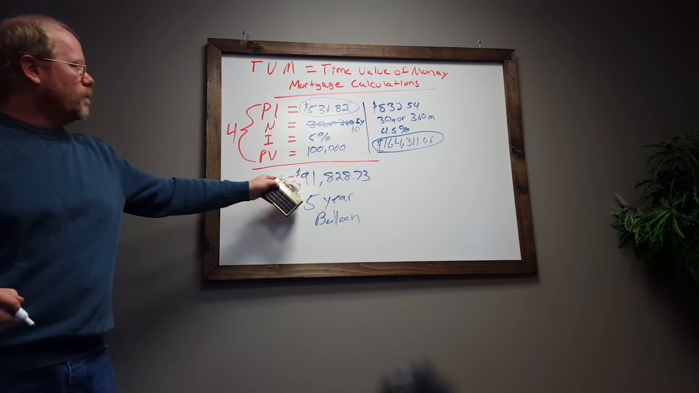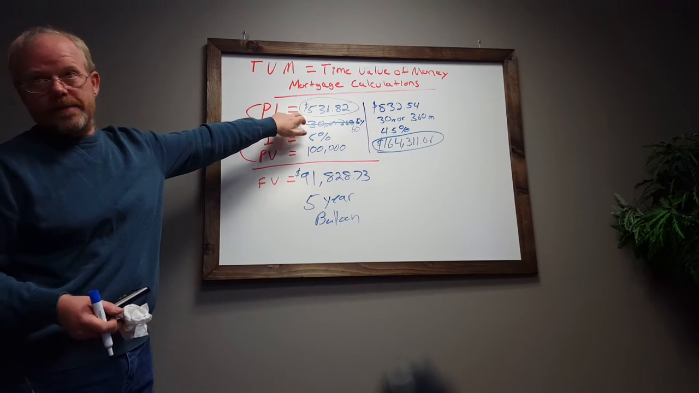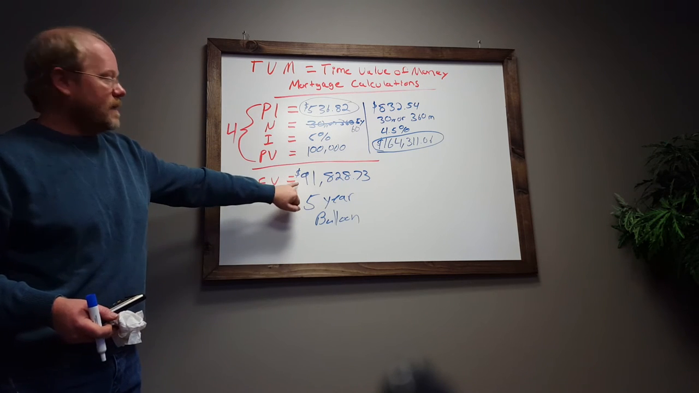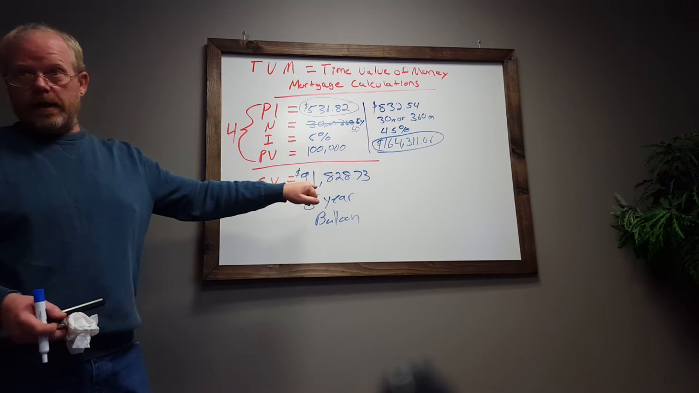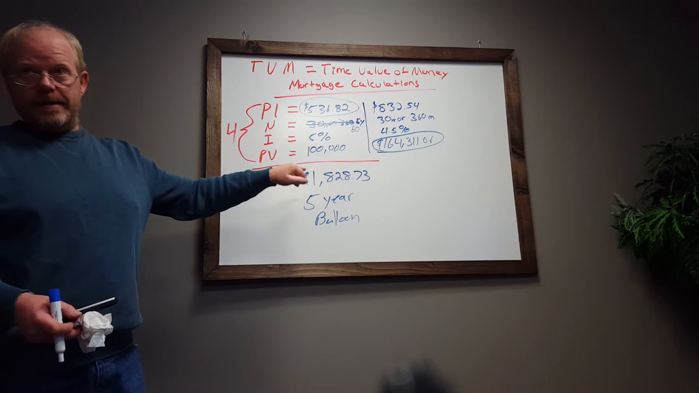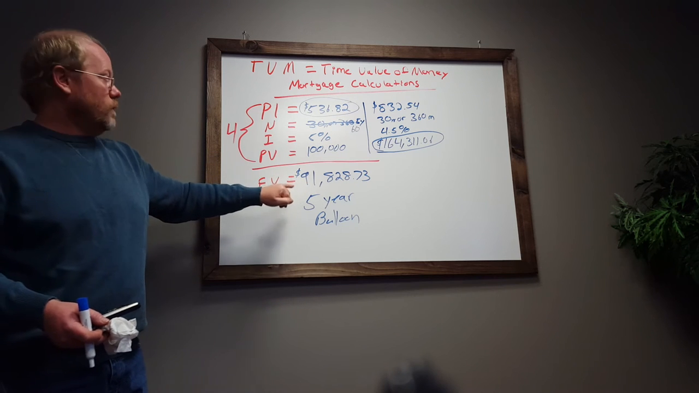So that's the 5-year balloon payment. After 5 years, making $536 a month times 60 payments, they still owe $91,000. That means they only paid a little over $8,000 in principal in 5 years, because most of your payment is going to interest.